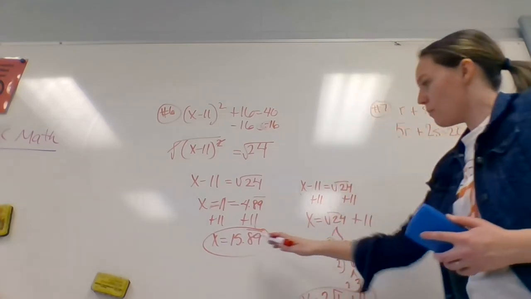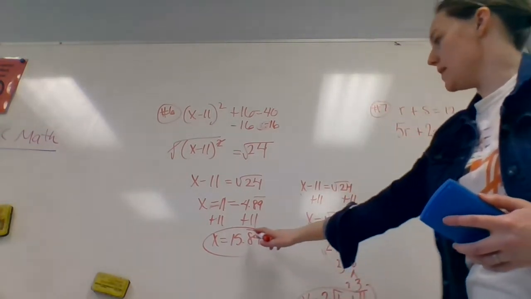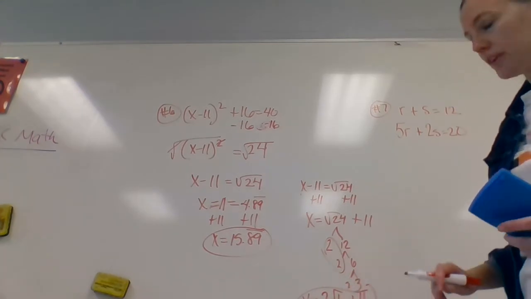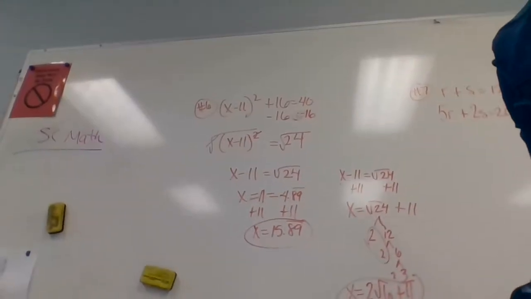So like I said, when you get to the test or when you're working through it, it could be a decimal or it could be a radical with a number. Just depends on what she has there.